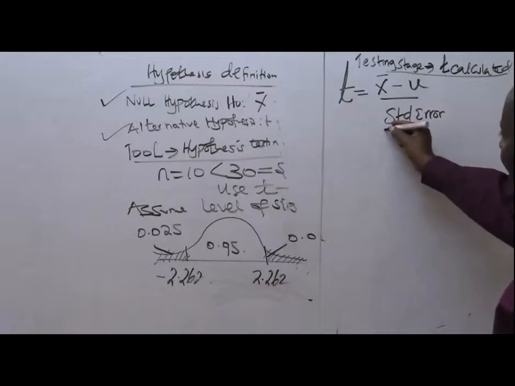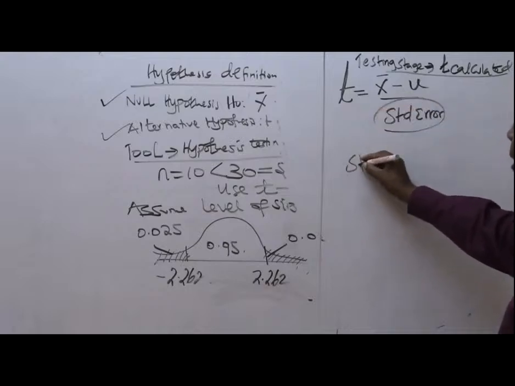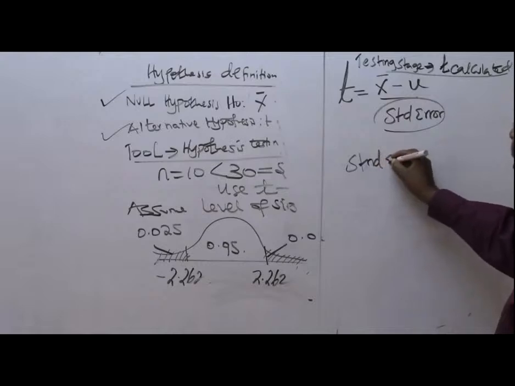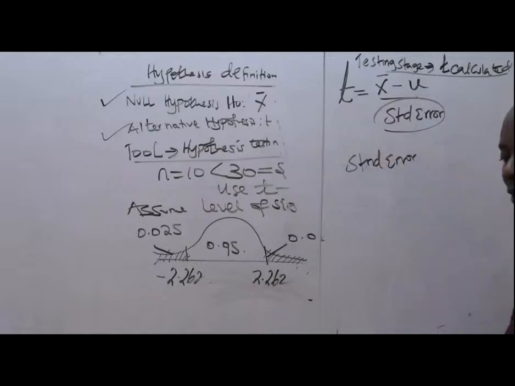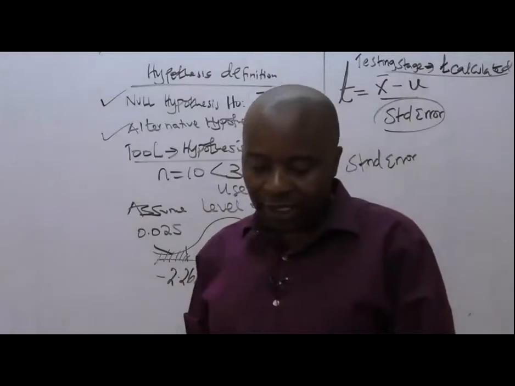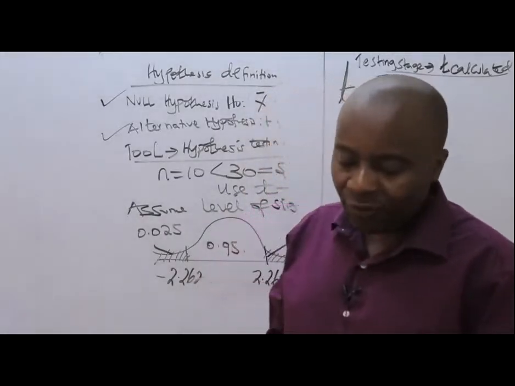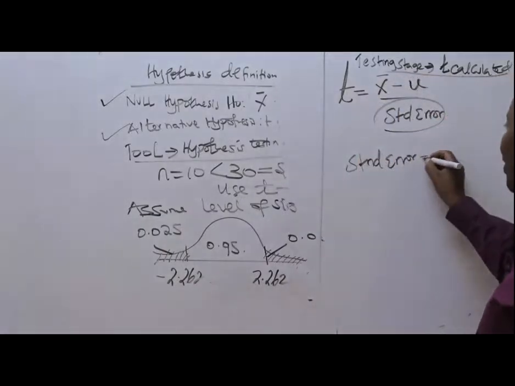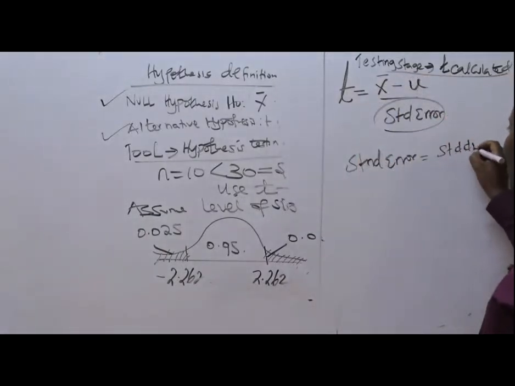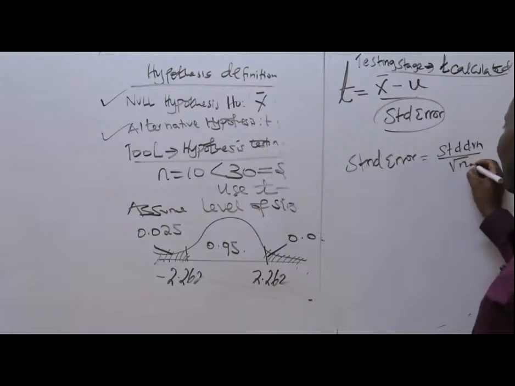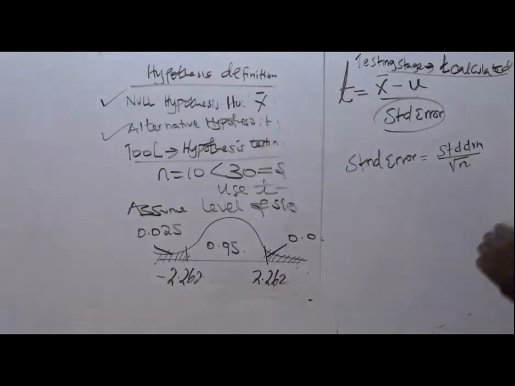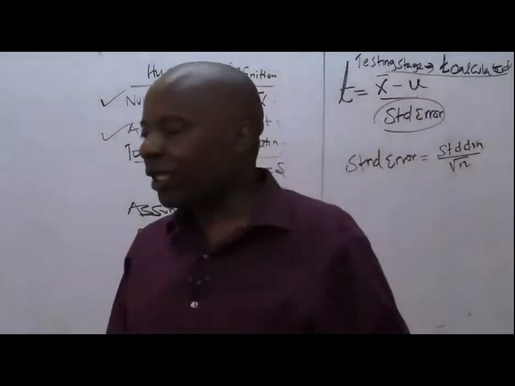Now, how do we get this standard error? To get the standard error, my friends, we normally take the standard deviation given over root n. You take the standard deviation given over the square root of n. So do we have a standard deviation in this question?